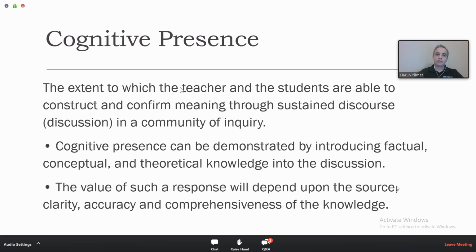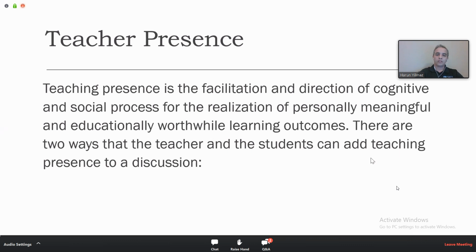Cognitive presence means teacher and students are able to construct and confirm meaning through sustained discourse in a community. So you may consider that kind of environment for your classes. And the last one is going to be teacher presence. Teacher presence is the facilitation and direction of cognitive and social process, very important.